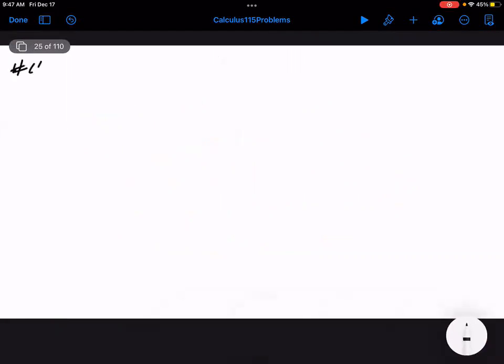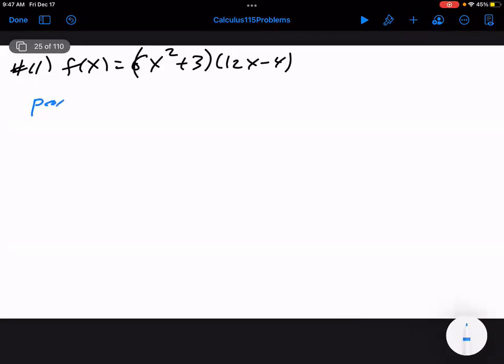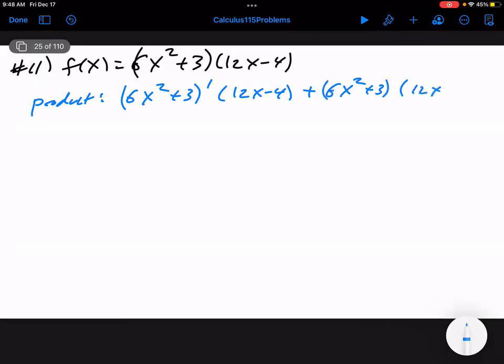Number 11 is going to be f of x equals (6x squared plus 3) times (12x minus 4). And again, there are two very natural ways to do this. The first is the product rule. So it's going to be the derivative of (6x squared plus 3) times (12x minus 4), plus (6x squared plus 3) times the derivative of (12x minus 4). Well, the derivative of 6x squared plus 3 is going to be 6 times 2x. Multiply that by 12x minus 4.